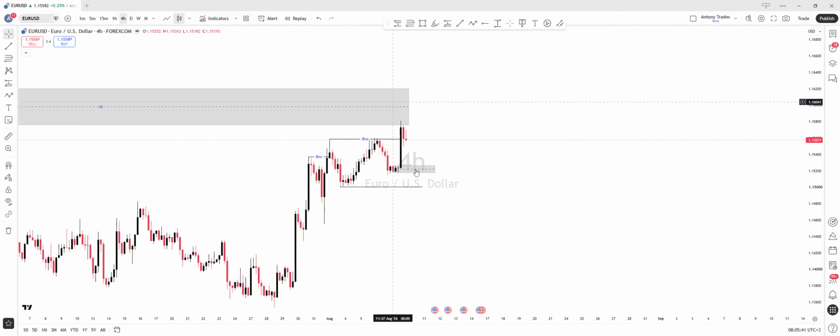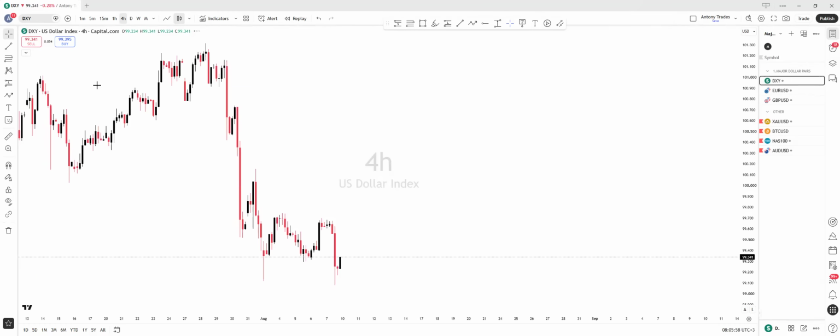We have this supply and we have this demand zone. We have no idea which direction the market is going to go next. So we need to be very patient and wait for the market to give us a clear direction on which it wants to go before we take any selling opportunity or any buying opportunity.